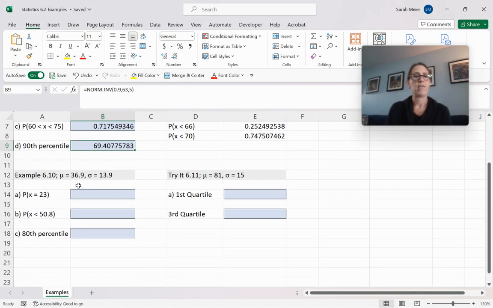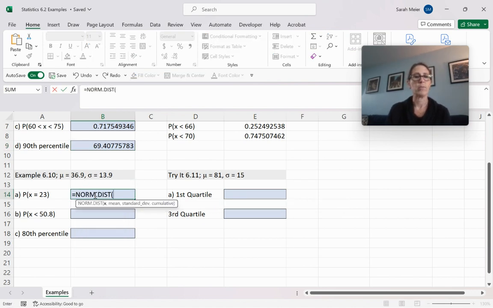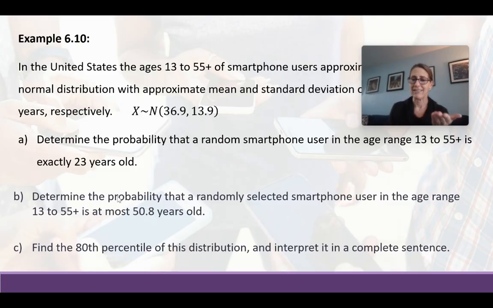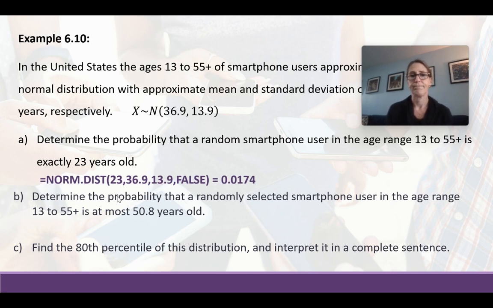So down here we have our smartphone example. So we're going to use the norm.distribution formula. The X value we're looking for is 23. The mean was 36.9. The standard deviation was 13.9. And remember, this is the only time we use the word false, okay? So this is an exactly, an equal to problem. So we use that word false and we get 0.017. So a little less than 2% chance that a smartphone user in that age range is exactly 23 years old.